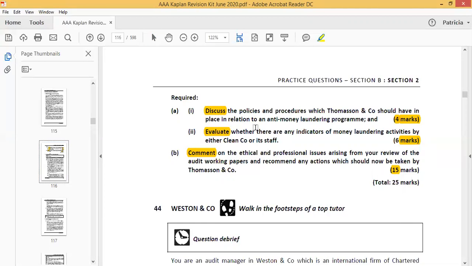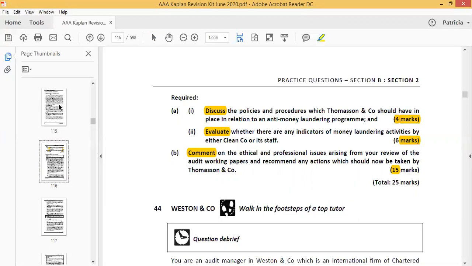To talk about it even further, it is good to not just put your knowledge into the answer, but also apply that knowledge to the case scenario. Even though this is talking about money laundering, it's not a time for you to just talk about all you know about money laundering. You should note down the key points that you know so that you can apply them to the question.